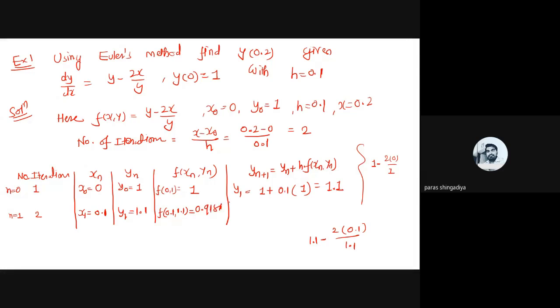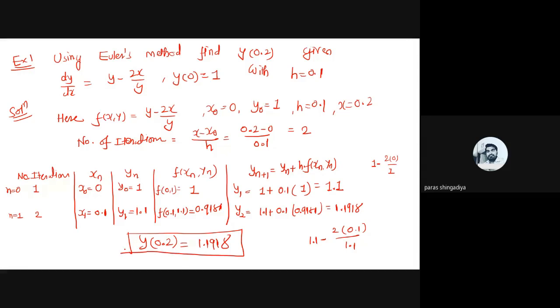Okay, and now check the output. y2 will be y1, that is 1.1, plus h, that is 0.1, into the function value, that is 0.9181. Now check the output: 1.1 plus 0.1 in the bracket 0.9181, and it will be 1.1918. That is our final answer, 1.1918. That is the value of y of 0.2. Is it clear to all?